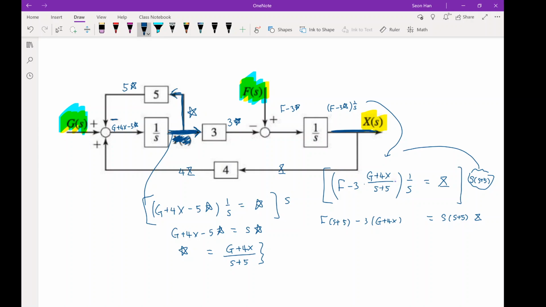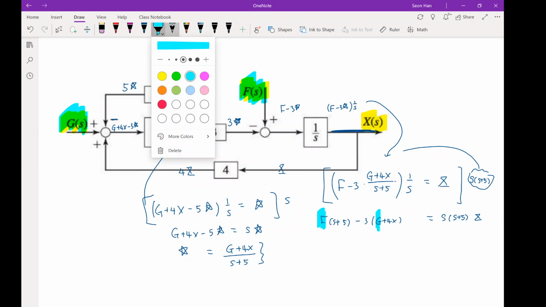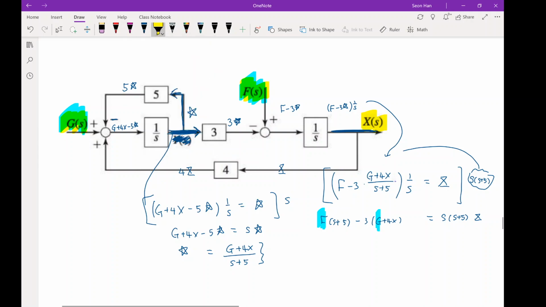So next, take a highlighter. So my inputs are G and F. Where's my G and F? And my output is only one output, X. So now you're gonna collect terms. What's the coefficient of X? You have s squared plus 5s that I got from here on the right hand side, and then you have moved that one over, you have a plus 12. Equals, on the other side, s plus 5 times f and minus 3 times g. I think I did everything correctly.